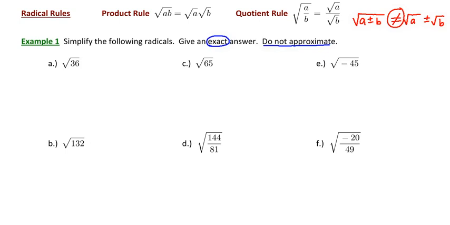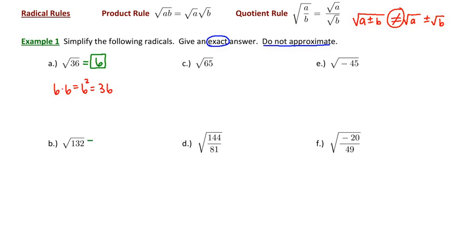The first example is pretty simple. We have the square root of 36. Since 36 is a perfect square, the square root of 36 is equal to an exact value of 6. This is true because if I take that number and multiply it by itself twice, or square it, that gives me the radicand 36.